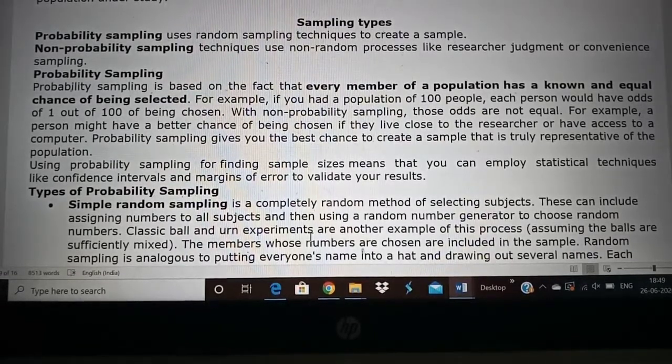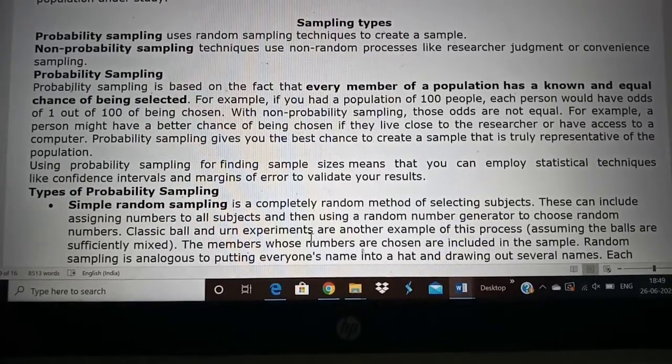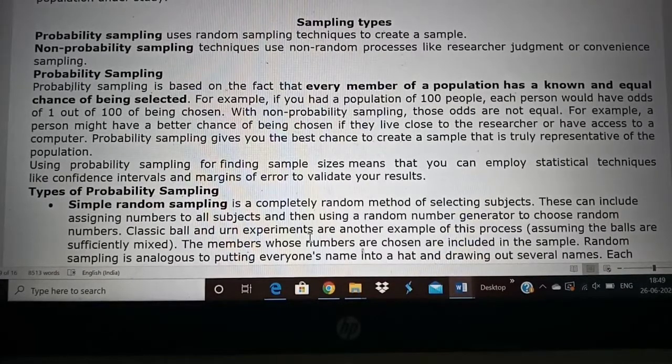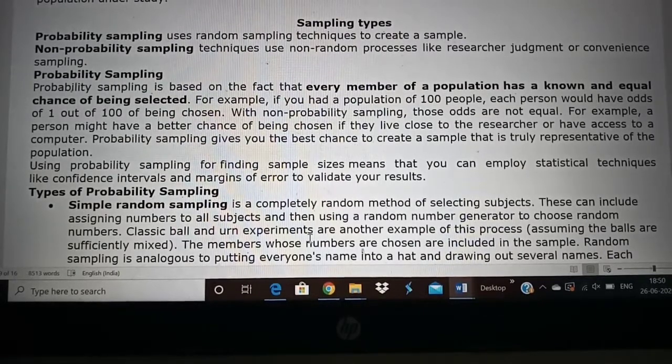So your sample type should be correct so that it represents the whole population. Even though you do research on a small number of people, it should be applicable to the whole population of people. Probability sampling uses random sampling methods, and non-probability uses non-random processes like the researcher's judgment or convenience sampling. So random means there is no involvement of the researcher. It is a random process. It is an automatic process, and nobody knows who will be selected in the research. So that is the advantage of random.